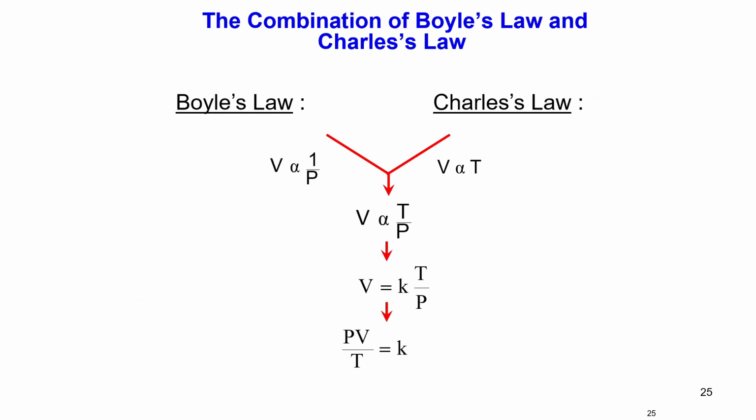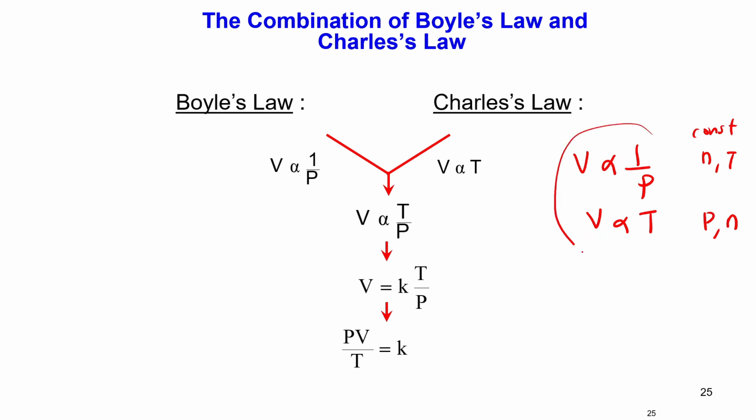So, combination of Boyle's and Charles' law. So, earlier we had Boyle's law, V inversely proportional to 1 over P. For Charles' law, V proportional to T. So, this is at constant mole and temperature, and this is at constant pressure and mole. So, when we combine both of these, we will get V proportional to T over P.